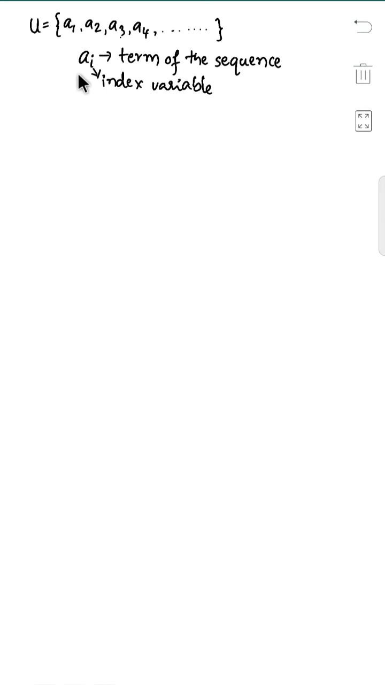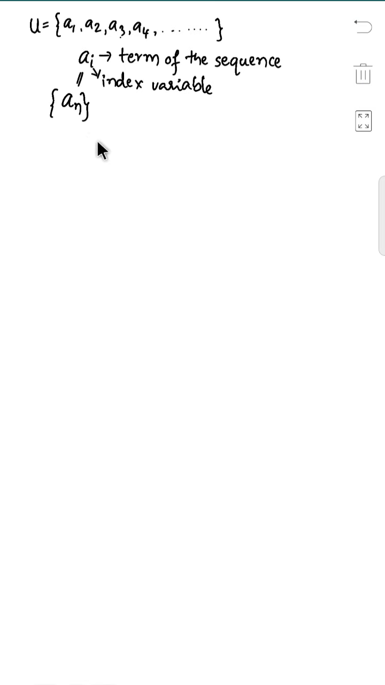Sometimes ai can also be represented as an. So the index variable can be changed, but this is the widely used notation in many textbooks, so we follow this one from here. It can be represented as ai, aj, ak, or whatever. So the index variable can be changed.